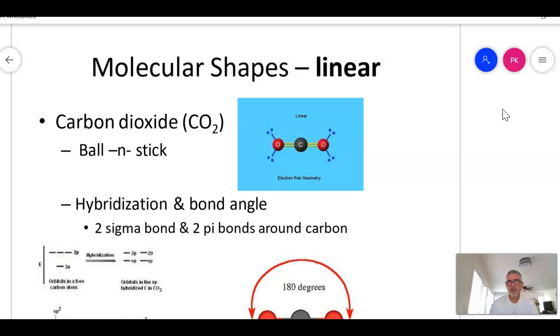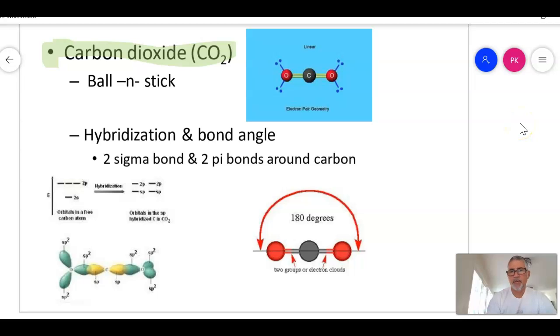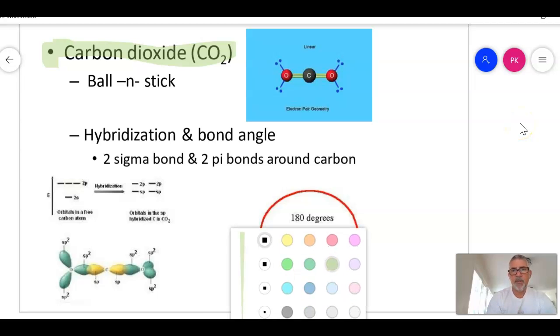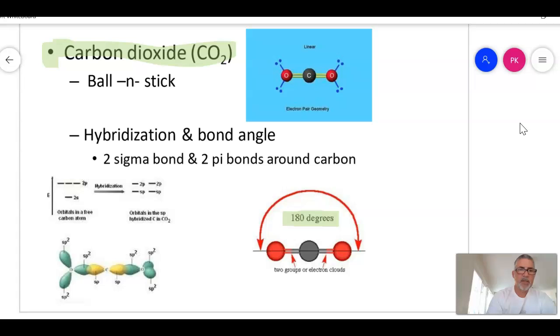Right, so molecular shapes. Linear, carbon dioxide is our example. Then it looks like this. So carbon dioxide, right, will have 180 degrees. Its hybridization, like we said, is sp2, or is sp, because I only have 2 directions off the linear atom.